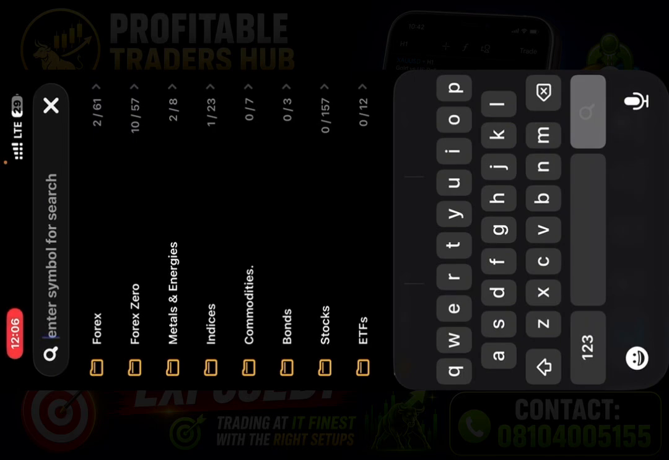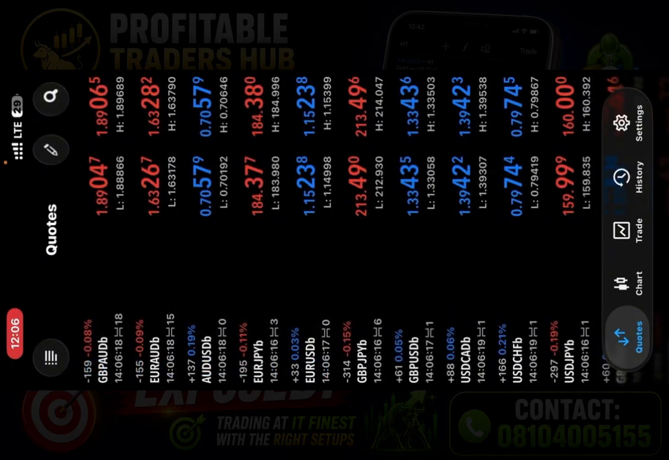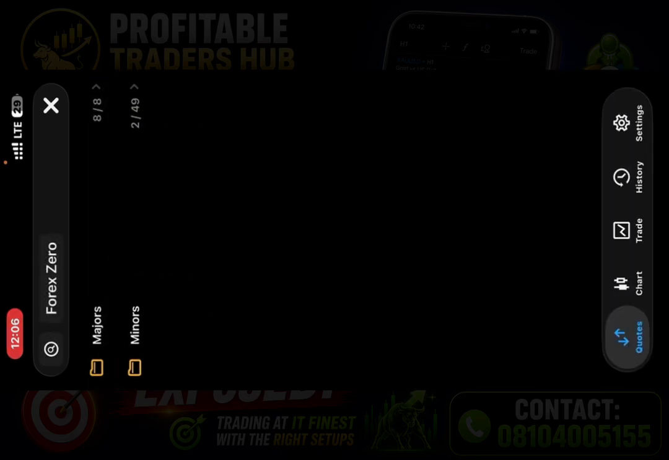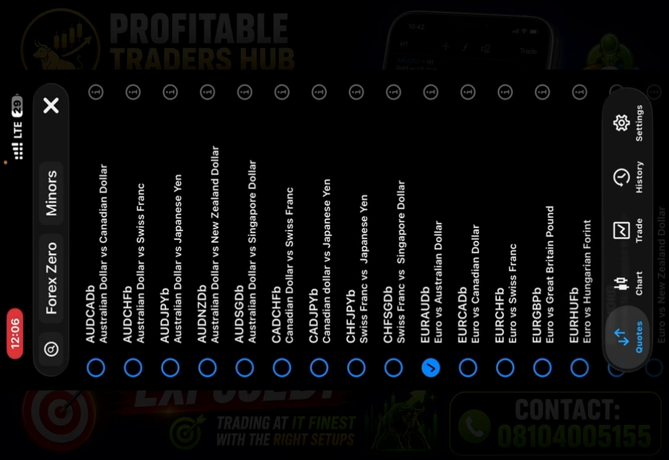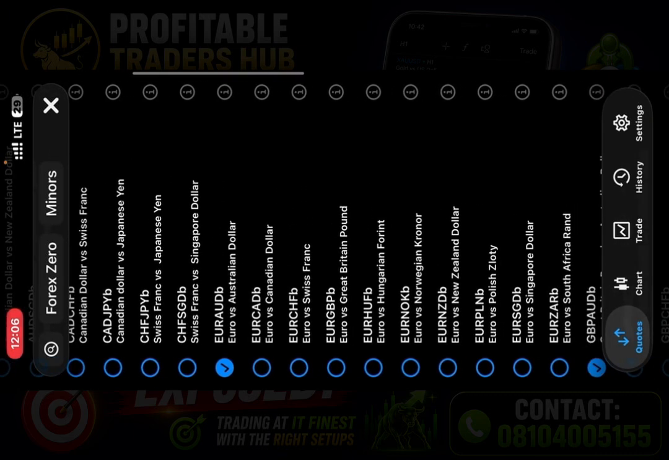Now, I want to add an indices. Or let's say, let me add a commodity. No, commodity. Okay, let me add a commodity. Which of the commodity do I want to add? I don't want this. I still come back, click on the search again. Let me add a minor pair. Which of the minor pair should I add? Let's look at, okay, Euro GBP, right?